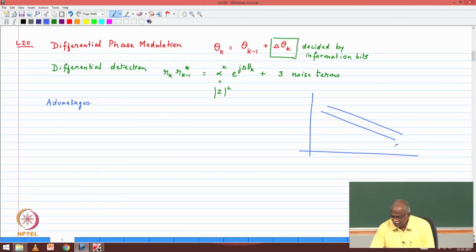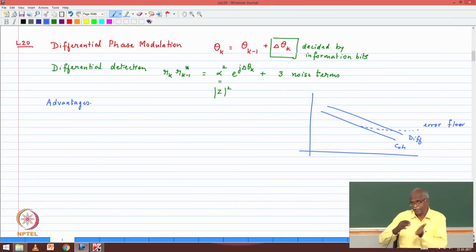So if this is coherent, this would be differential. However, if you have channel tracking errors, then you will find that you will have an error floor due to errors in channel tracking, and the differential detection does not suffer that. So there are scenarios where you may prefer to do differential detection.